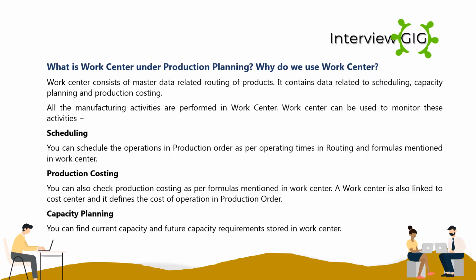Scheduling. You can schedule the operations in production order as per operating times and routing and formulas mentioned in Work Center. Production costing. You can also check production costing as per formulas mentioned in Work Center. A Work Center is also linked to Cost Center, and it defines the cost of operation in production order. Capacity planning. You can find current capacity and future capacity requirements stored in Work Center.